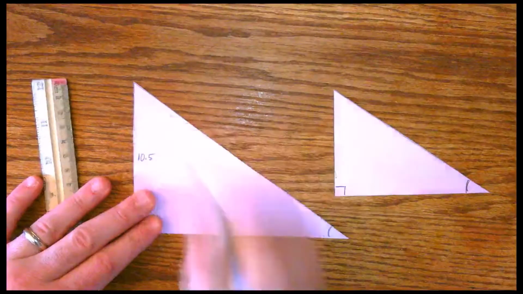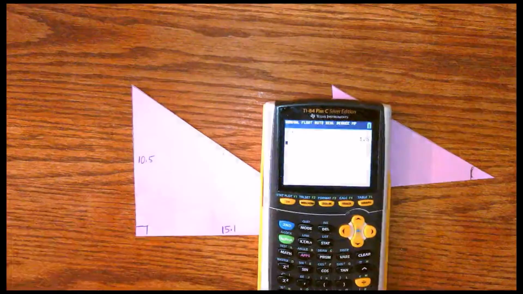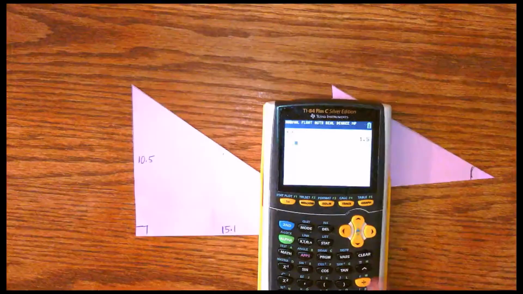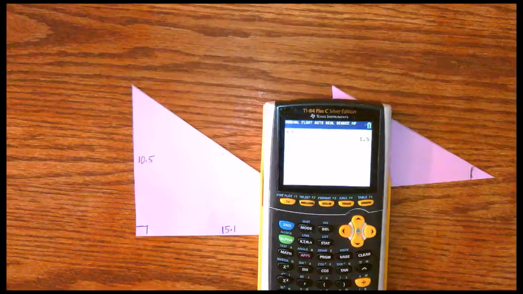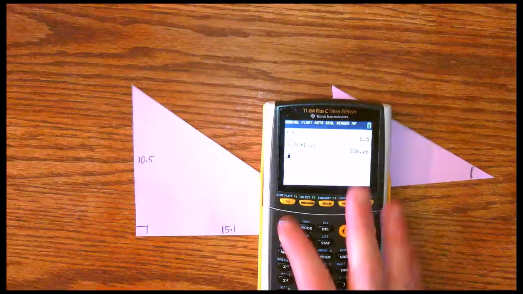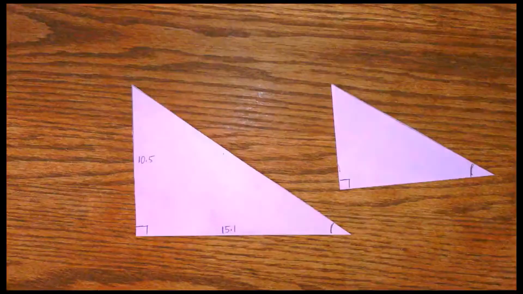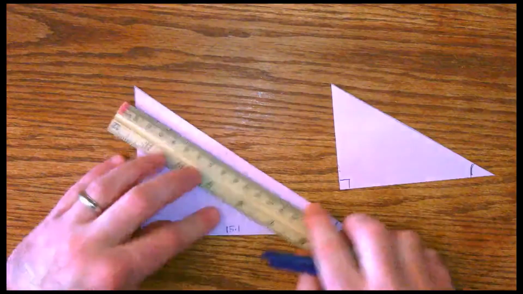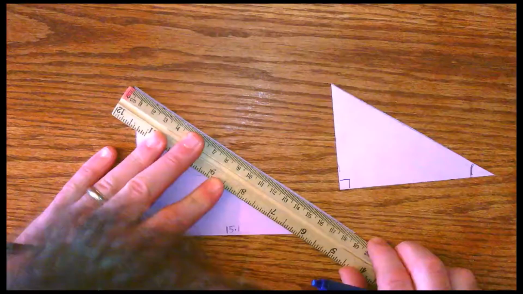Now we could use the Pythagorean theorem. Let's just check that real quick. We could take those two sides, 10.5 squared plus 15.1 squared, and then take the square root of that. So our hypotenuse should be about 18.4. Let's just see if we're close. Hey, not bad.